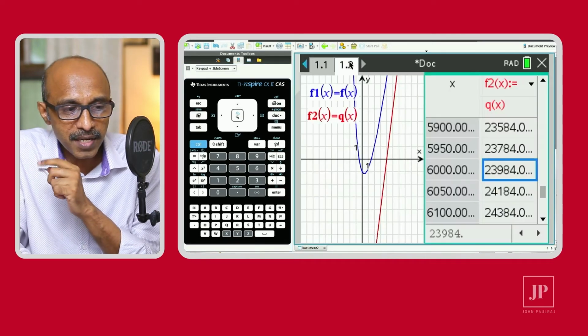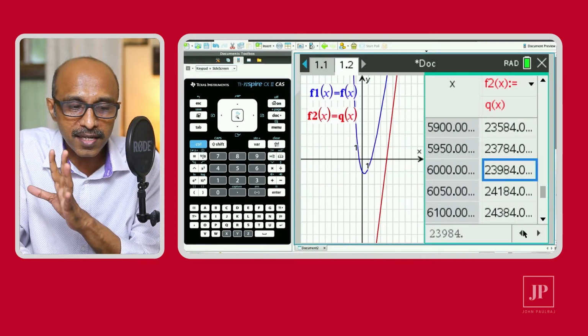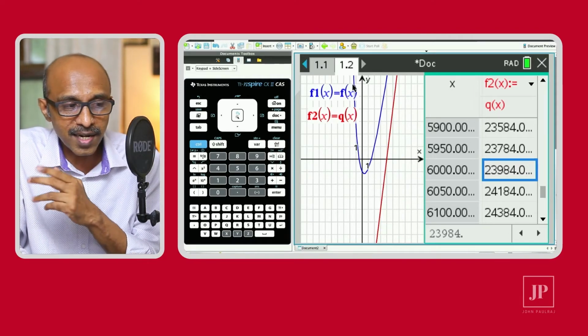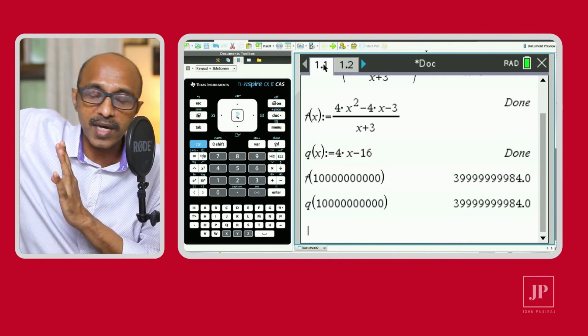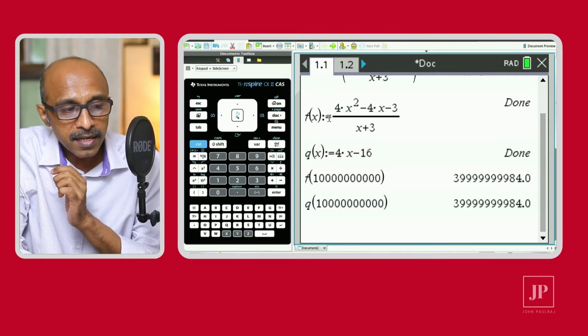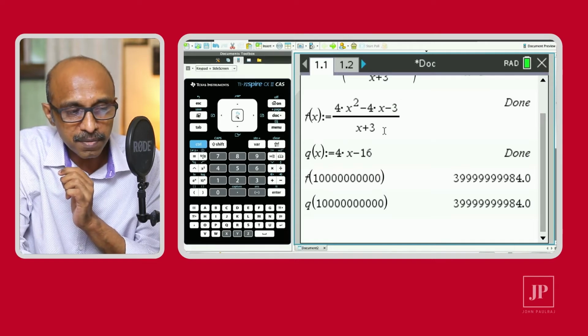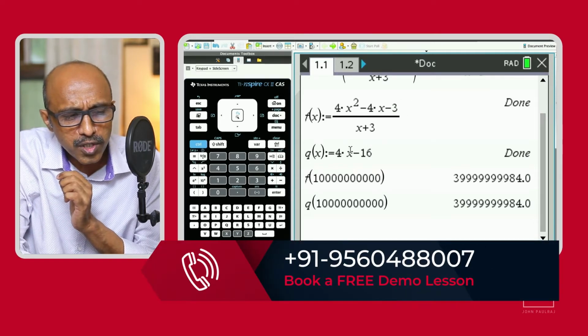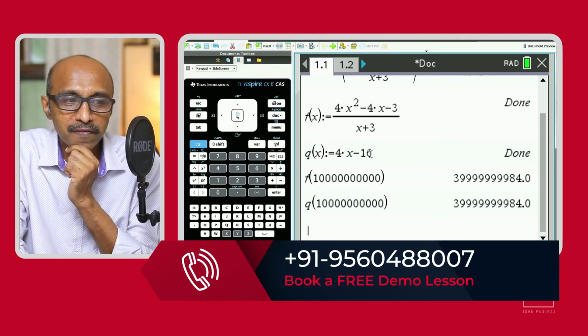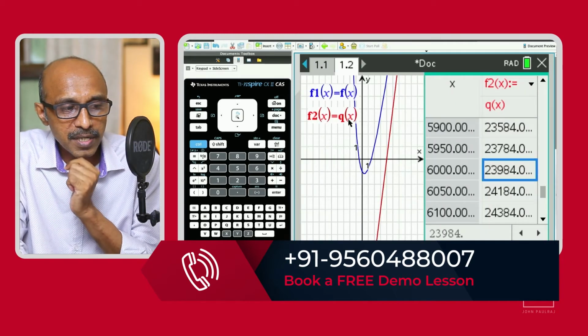Let's look at the table again. Again, this is a numerical comparison, guys. A numerical method of investigating. We saw at 6000, and I just went crazy and went up to x approaching a large value. You can see that numerically the rational function has almost the same y value as the linear function. Let's take a look at what happens through the graph.